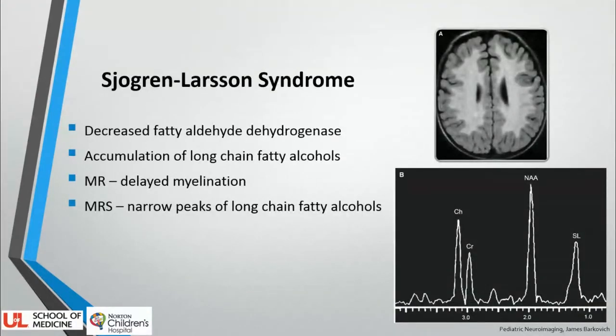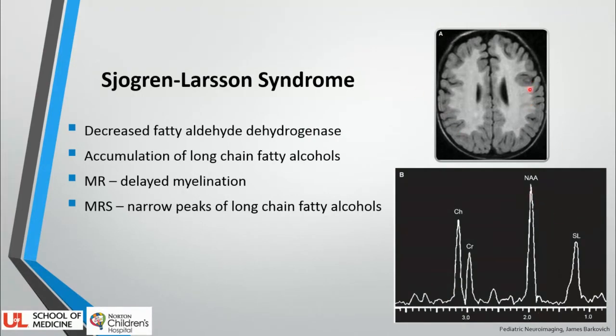Sjogren-Larsen syndrome occurs due to deficiency of the enzyme fatty aldehyde dehydrogenase. This enzyme normally oxidizes fatty aldehyde to fatty acids. So enzyme deficiency results in accumulation of long-chain fatty alcohols. On MR spectroscopy, the feature is this peak labeled SLS, which stands for the syndrome, which is seen after the normal N-acetyl aspartate peak.